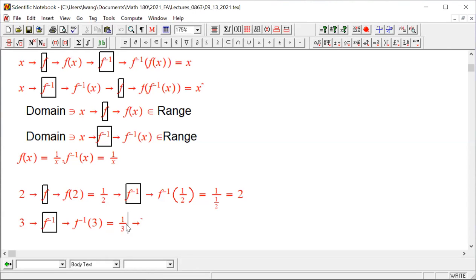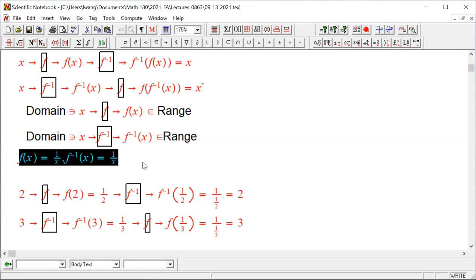Now 1/3 is in the domain of F, right? Therefore, I'm going to apply F. F is applied to 1/3. What is F of 1/3? That's going to be 1 over a third, right? What is 1 over a third? That's a 3. Output exactly the same as input. And this is true forever for this pair of functions.